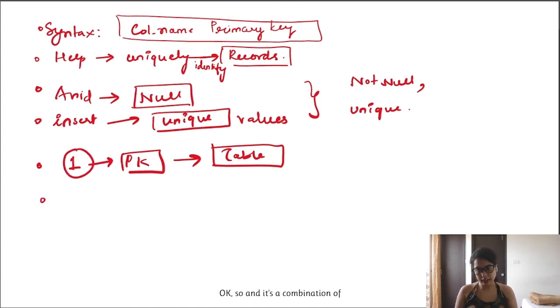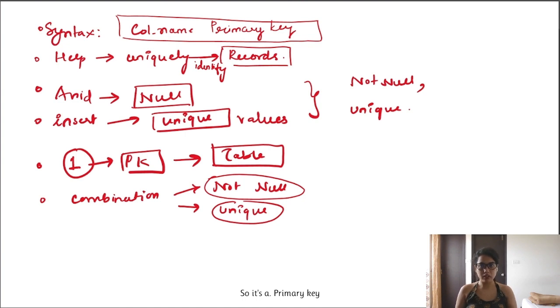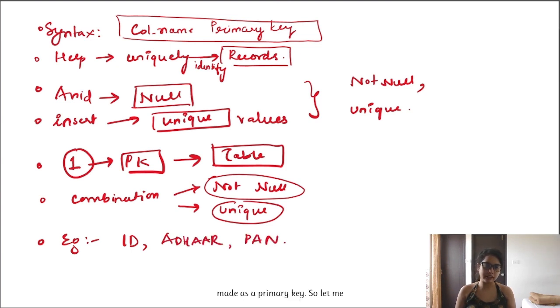Okay, and it's a combination of, as I said, not null and unique. Whenever you want to make a column not null along with unique, it's a primary key. Okay, so the example as we are seeing, it can be ID, it can be Aadhaar, like that. Those columns can be made a primary key.